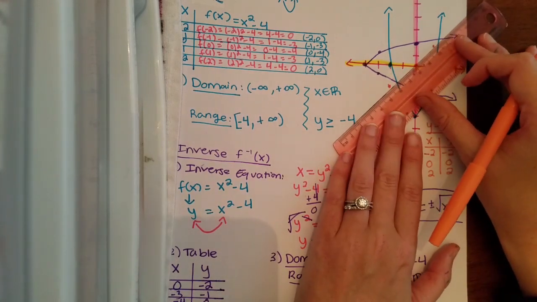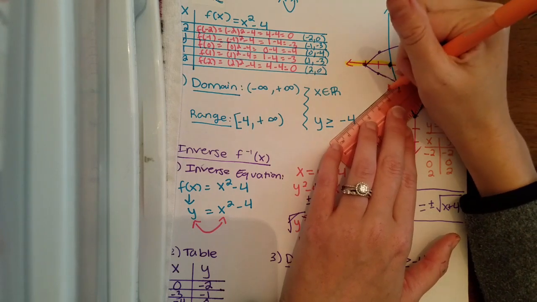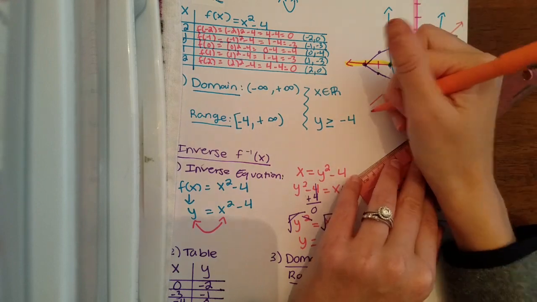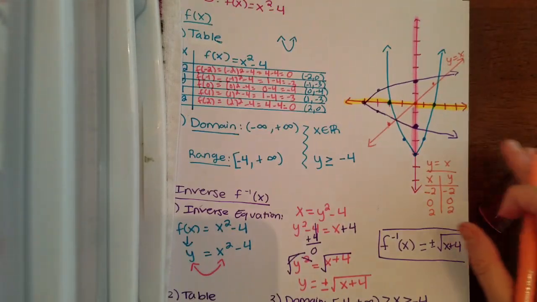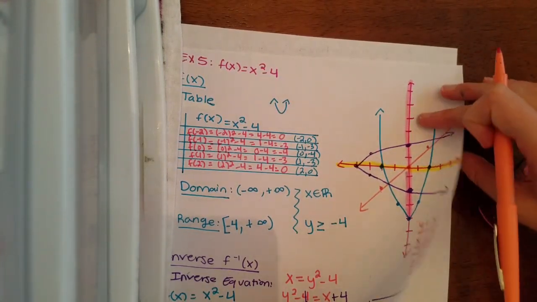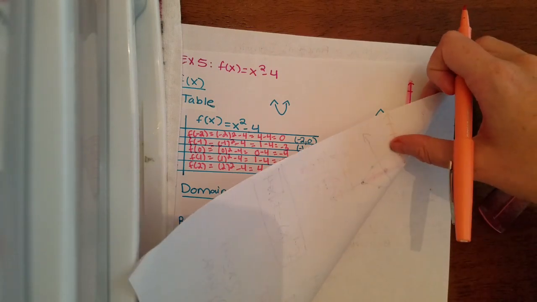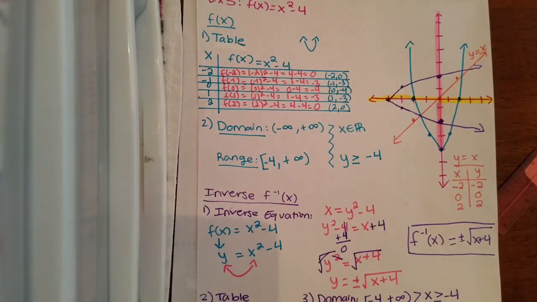I'm going to draw on the line y equals x, just like so. So this is the line y equals x, and if you were to kind of visualize, or if you have your own piece of paper, if you were to fold your paper on that line, the two graphs would be sitting right on top of each other. It's pretty cool. Okay, so that is the end of example 5.